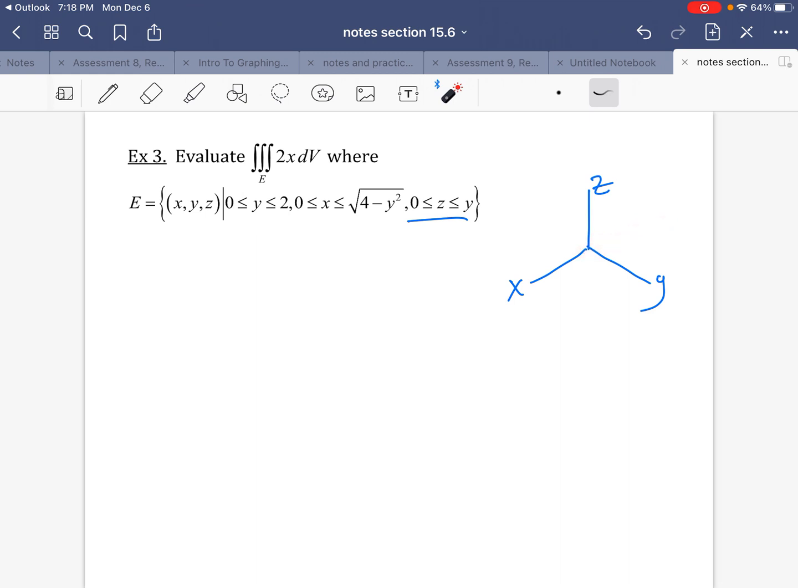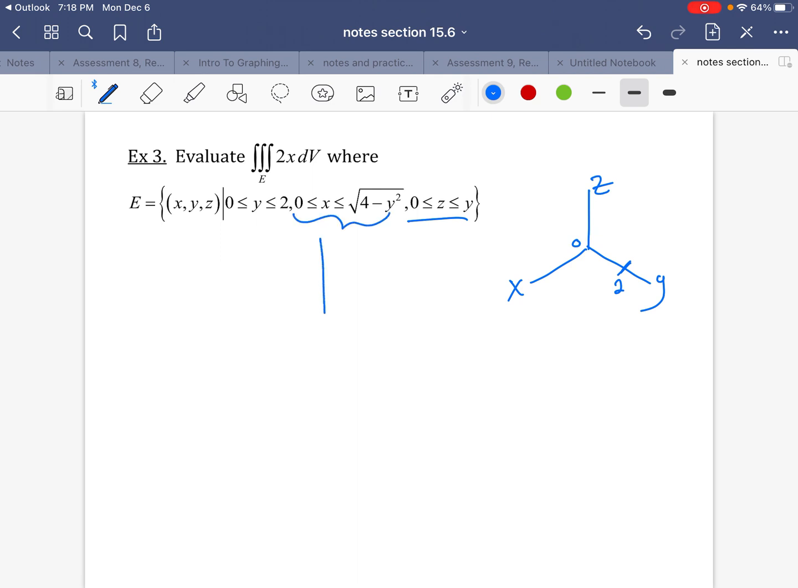So z equals y is a plane that's coming off right between the z and the y axis, so like a 45-degree angle. So if I drew z and y, that plane is right between those two. It's coming towards me, so I can't really draw it very well. All right. So y is staying between 0 and 2, so it's going to be cut off at 2 and 0 there.